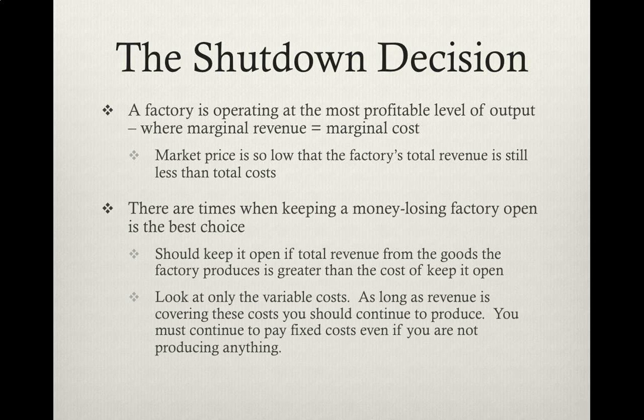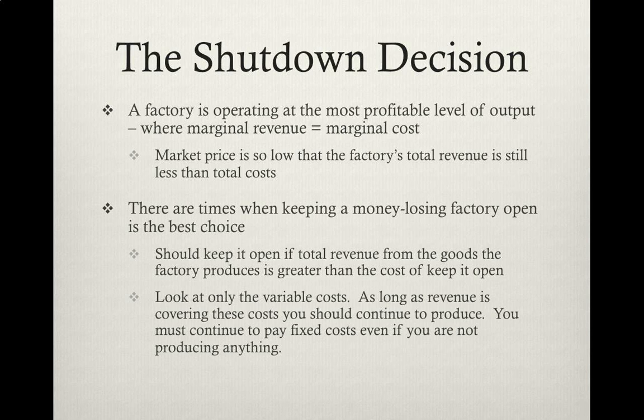And so what we're going to do there is look at the variable cost. As long as your revenue is covering those costs, you should continue to produce. You must continue paying your fixed costs. So if you're not producing any, you're not generating any revenue whatsoever, but you still have to pay the rent on that building. You still have to pay your insurance. There are still some fixed costs that you are going to have to continue to pay because of contracts that you have.